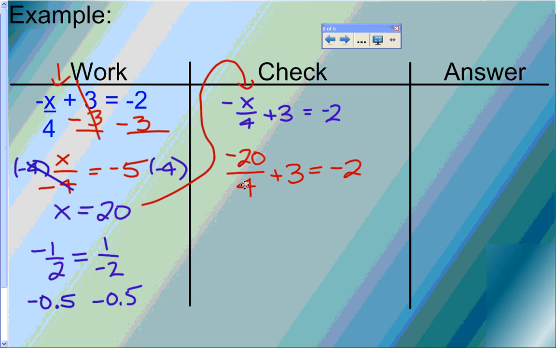Again, do the division before the addition. PEMDAS. Negative 20 divided by 4 is negative 5. Plus 3 is hopefully equal to that. Negative 5 plus 3 is in fact negative 2, which is what it's supposed to be equal to. So I know I have the right answer, which was x equals 20.